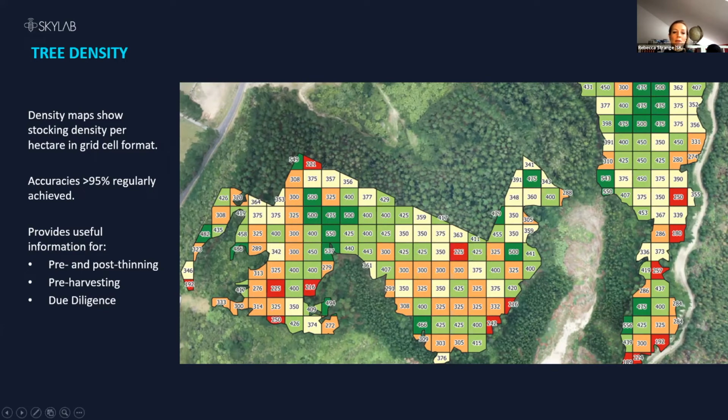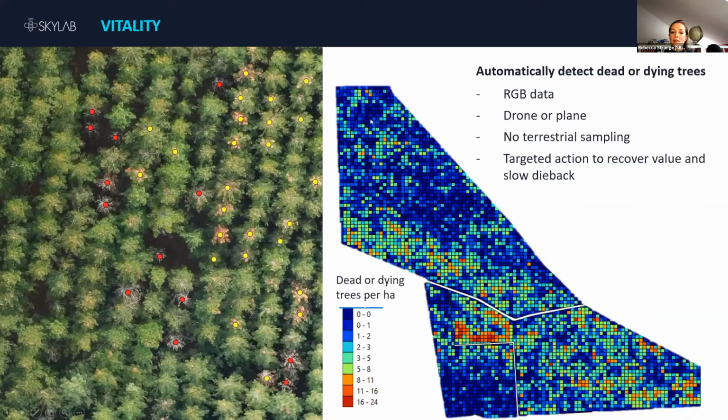And while you are counting trees, you can also assess the vitality with the normal RGB color imagery. So here the dead trees are highlighted by the red dots, and the yellow ones show trees with discolored crown tips. So they are clearly stressed because they're brown at the tip, but of course you can't always see that from the ground. And on the right, of course, is the grid cell map, which gives you an overview over the entire stand where the problem areas are.